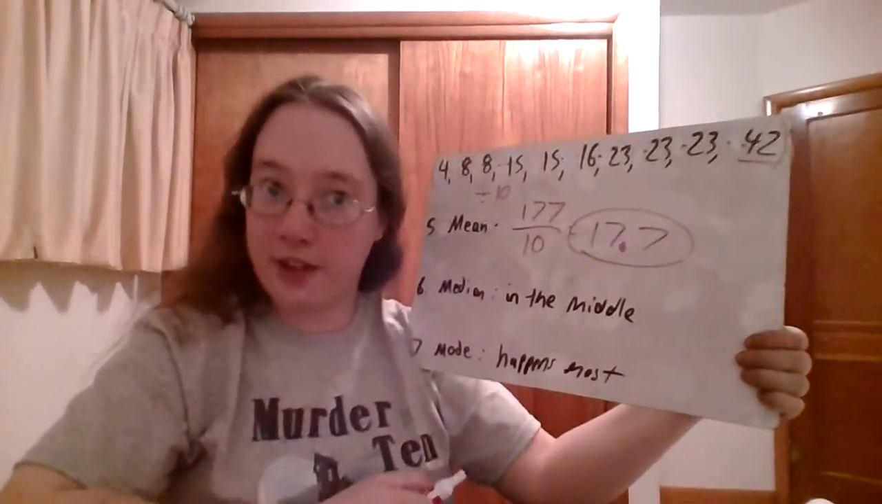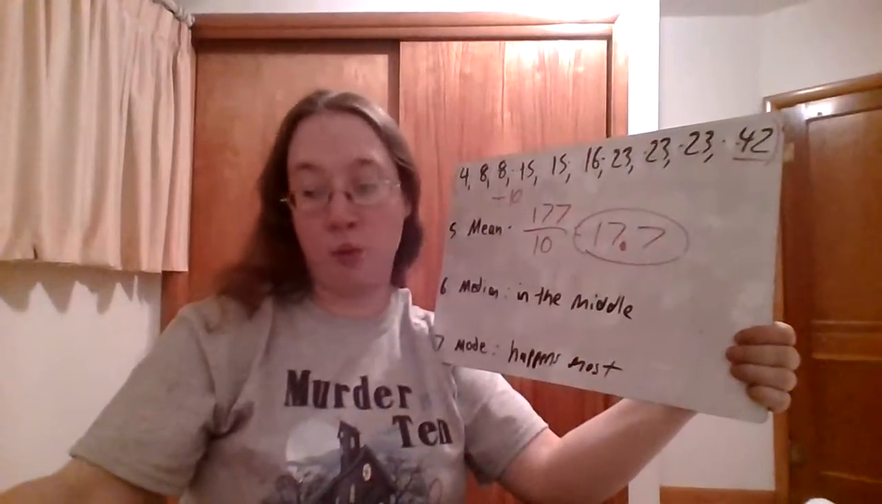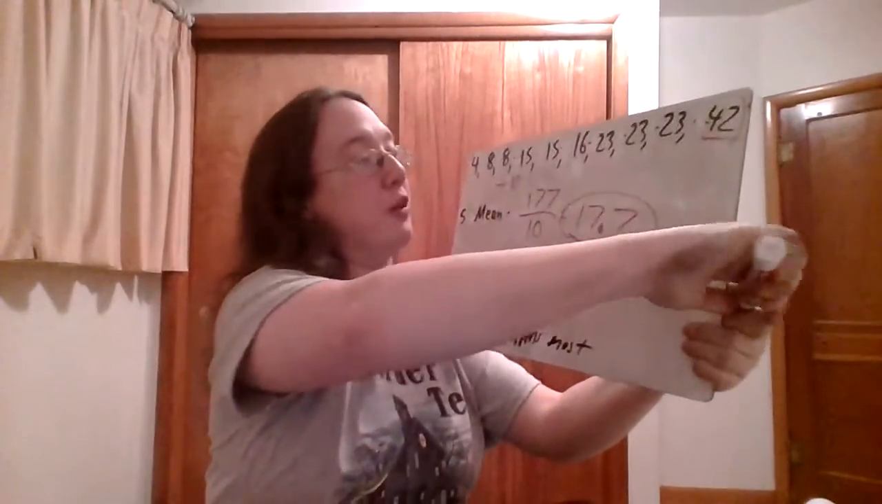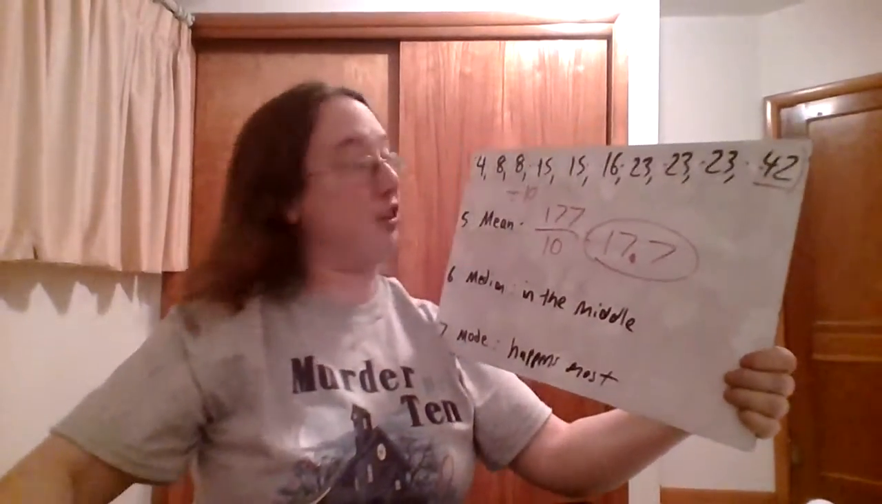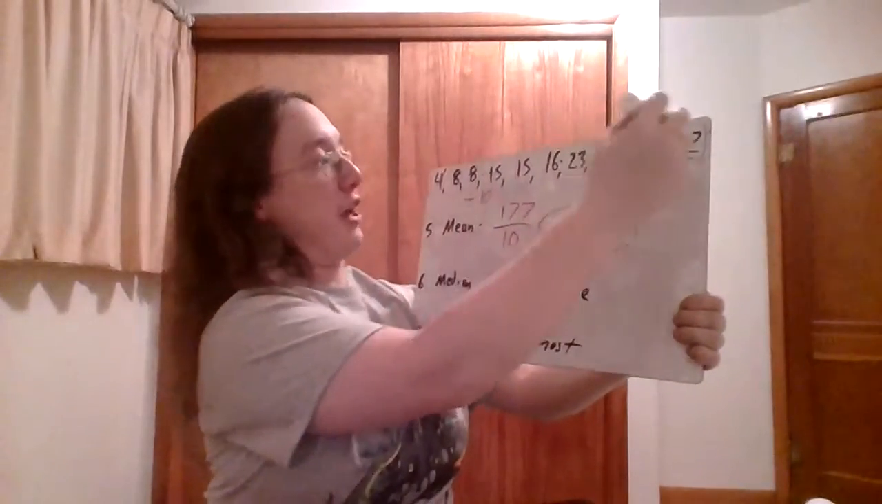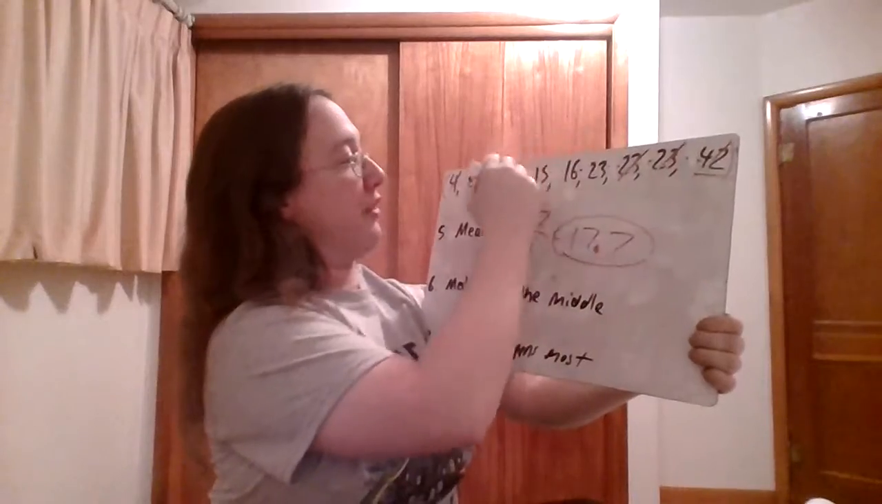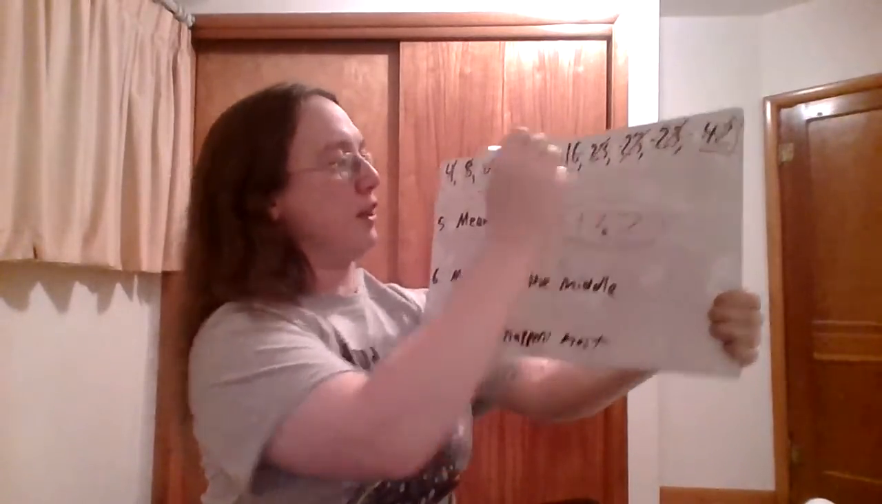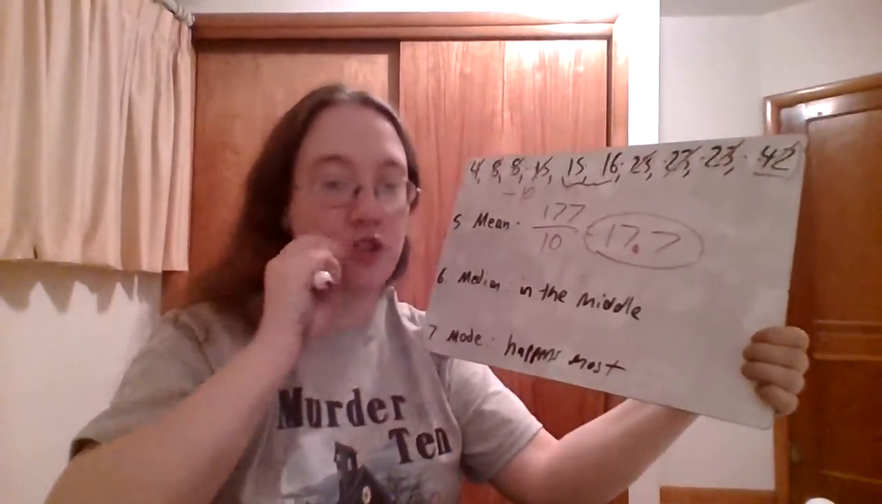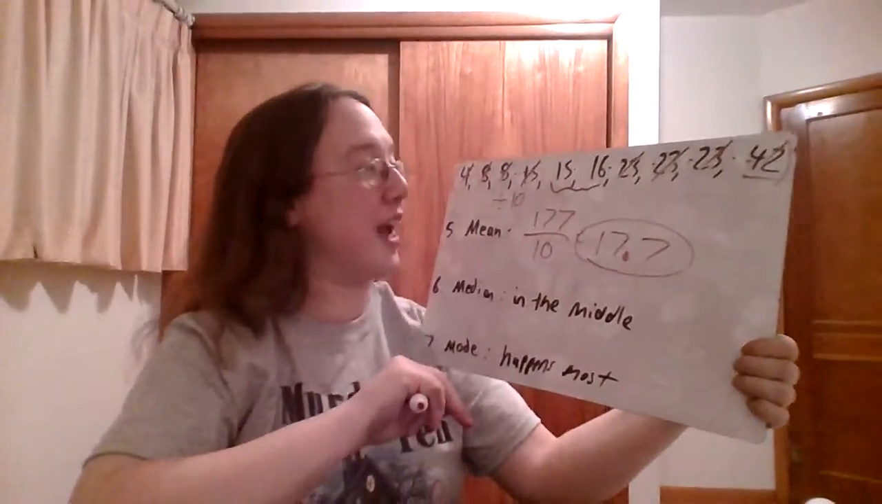Now, you may notice since there's an even number of things, we don't technically have one that's in the middle. We have two that are in the middle. Because if we go through and we start crossing off the ones on the end, it's not these two, it's not those two, it's not those two, it's not those two. These are in the middle, but there are two of them. So if we've got two things that are in the middle, we're going to take the average of those.